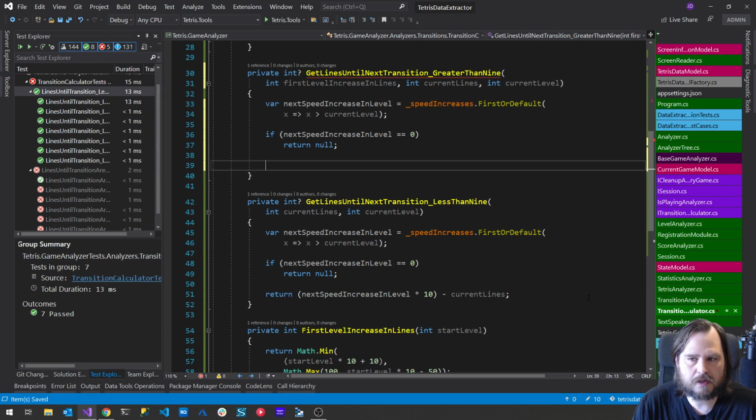Okay, so the issue is the next speed increase in level. We have that. We know what current level we're on. We have that. We know how many lines it will take to get to that level. It will be 100.